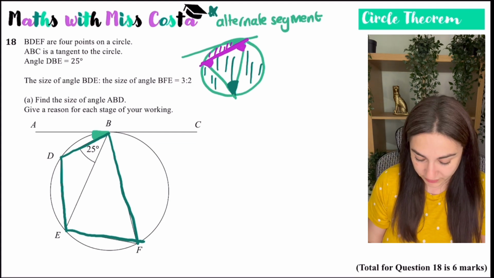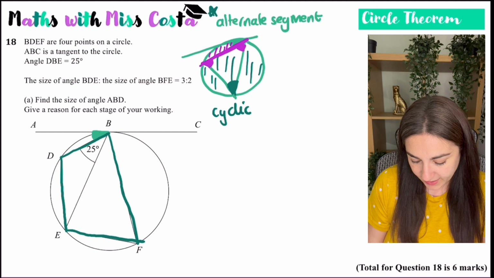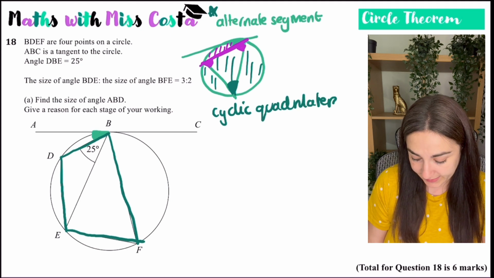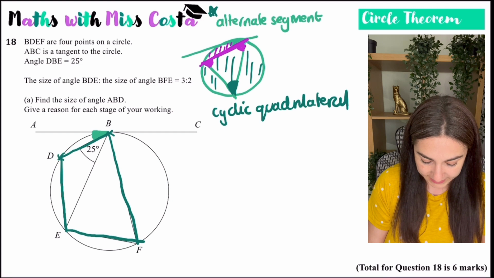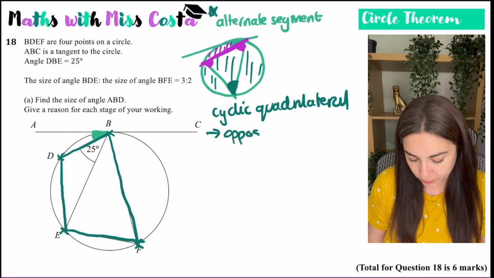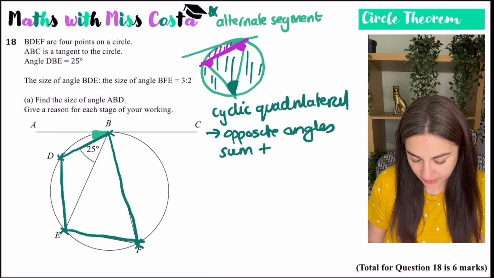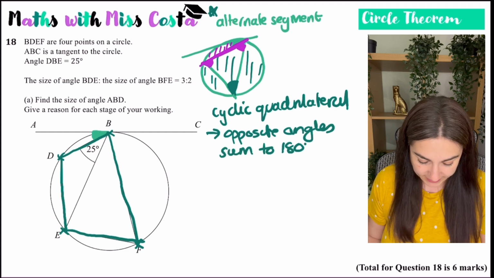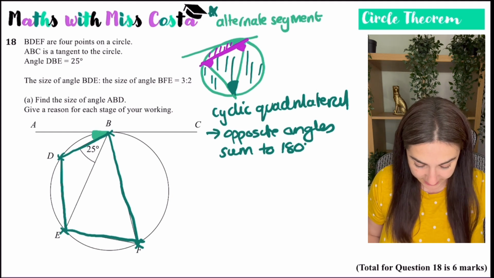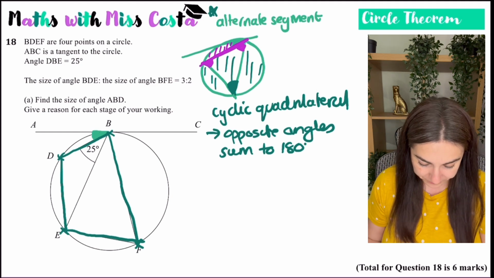This is a cyclic quadrilateral. In a cyclic quadrilateral, all of the vertices are touching the circumference of the circle, which this one is, and opposite angles sum to 180. So these are the two circle theorems that are screaming out at me initially. Let's see if they apply.